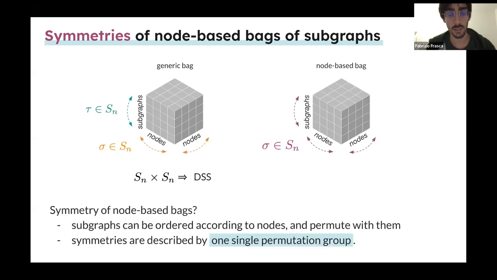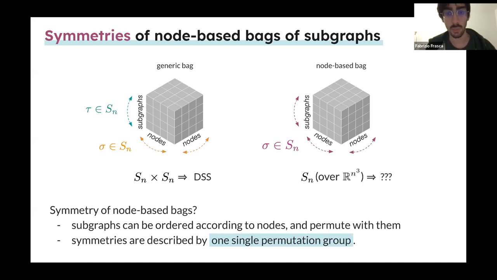So the idea is that if we have this correspondence between subgraphs and nodes, then we might more accurately model the symmetries of this bag of node-based subgraphs with just one single permutation group. This permutation group not only permutes nodes, it also permutes subgraphs in the same way. Because again, we know that a specific subgraph is associated with a specific node.